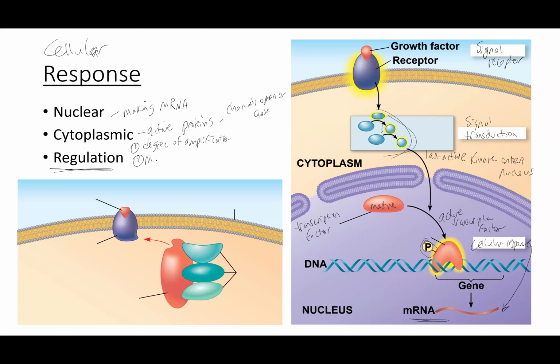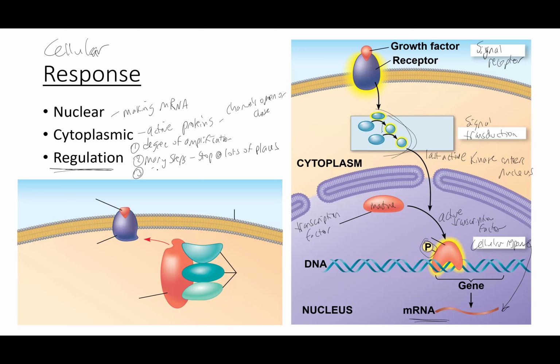Because it has many steps, there's lots of places that you can stop this from happening. If one of the kinases isn't there, or if there's something that inhibits one of the kinases, you can stop this at a lot of different steps. So that's a way to regulate how much is going on. Because you have a lot of steps, you have a lot of places to stop it.